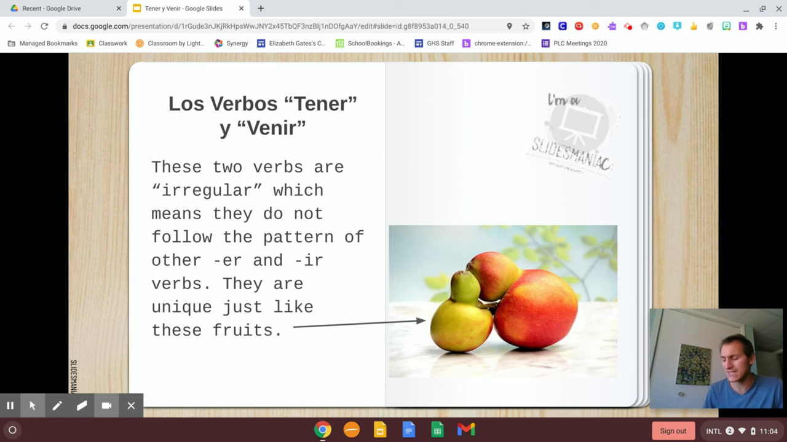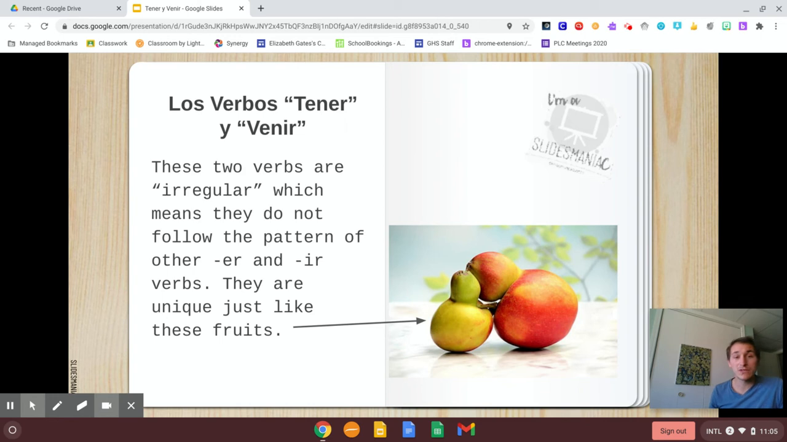Hoy vamos a hablar de los verbos tener y venir. Take a second to try and say those verbs. Tener, tu turno, your turn. Venir. Remember that the V in venir does not sound like v. There's no v sound in español. It's like an in between a B and a V. Venir, venir, venir. All right.